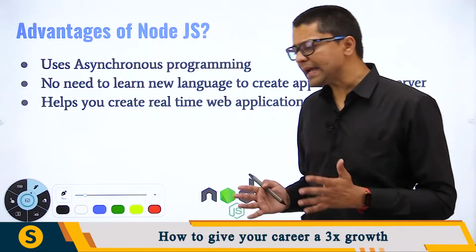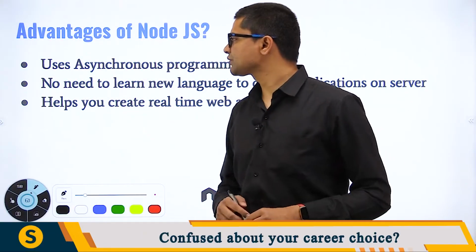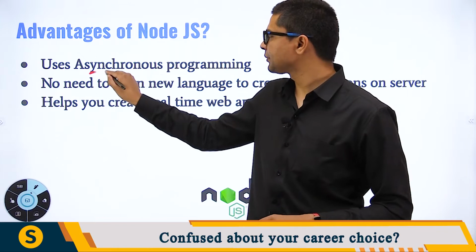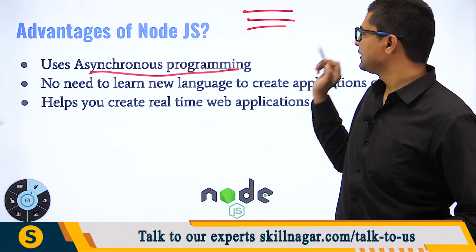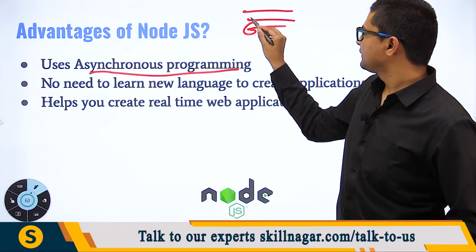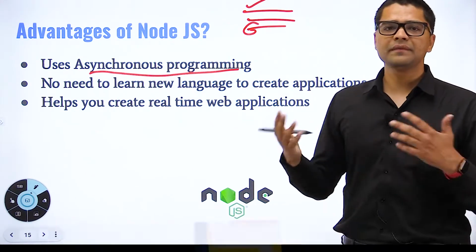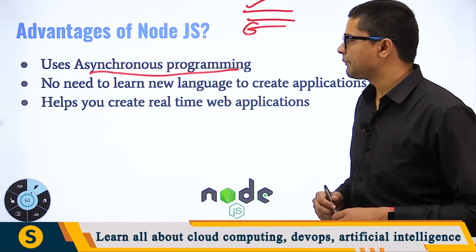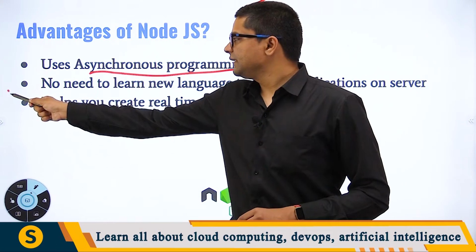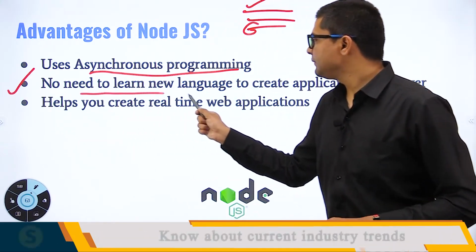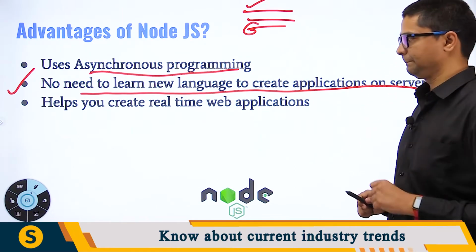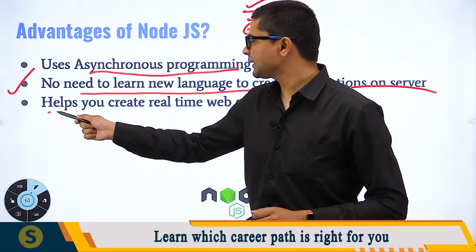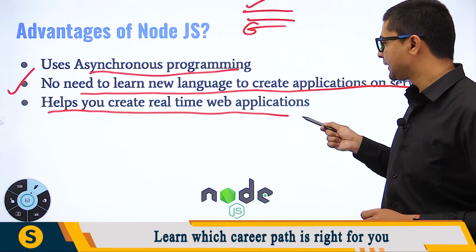Now, what are the advantages we get with Node.js? It uses asynchronous programming. That means one line of code can execute before another line of code finishes, because it supports asynchronous programming. Secondly, which I have already discussed, there is no need to learn a new language to create applications on the server. And finally, it helps you create real-time web applications.